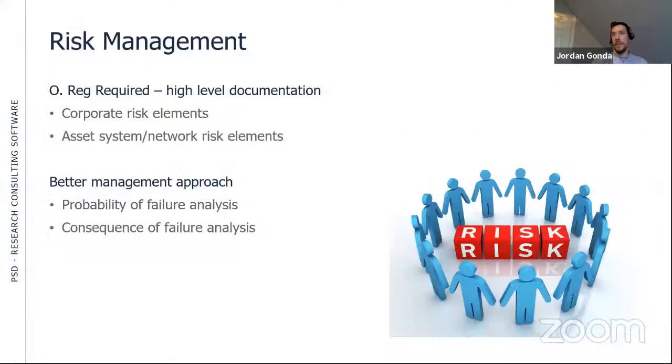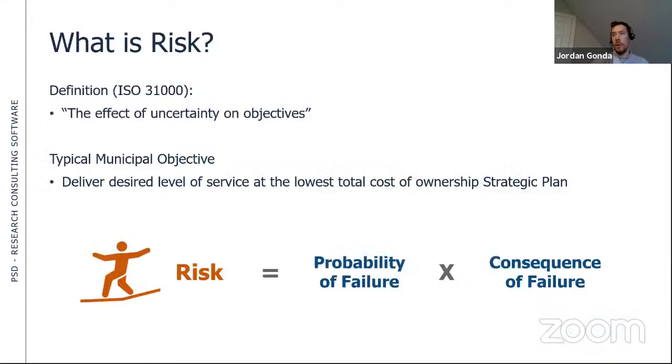The second piece here is the risk. So risk management, the Ontario Regulation 588/17, requires high level documentation. That's the corporate risks, the risk of undertaking your current maintenance and replacement strategy. But a better approach, and the approach that we're taking with the town, is looking at the probability and consequence of failure. So instead of just looking at the high level risks, do we have a risk with extreme weather? Instead, we can say, what is the risk level of specific assets? That's ultimately where we want to go.